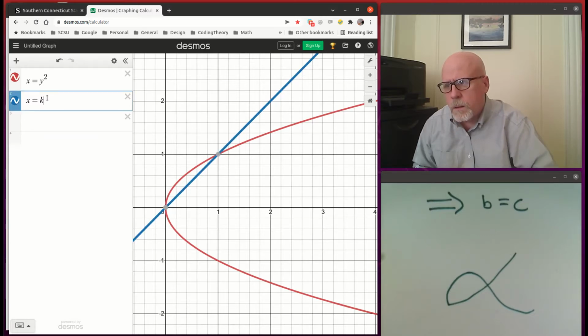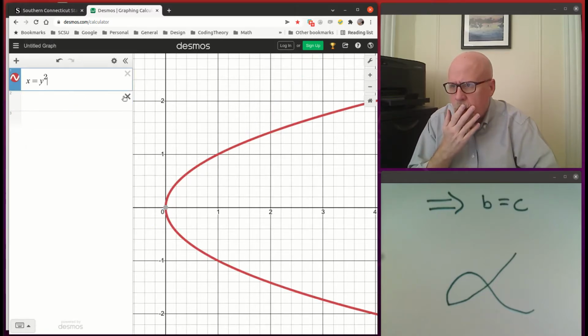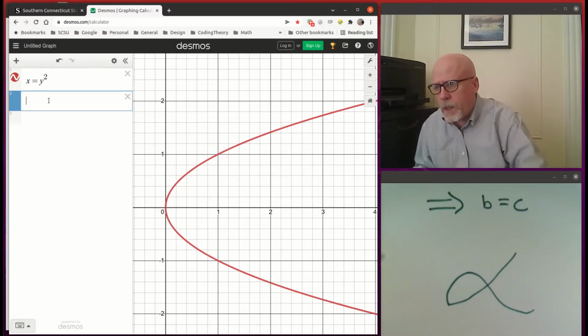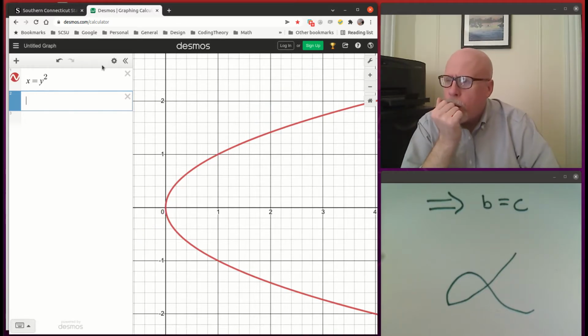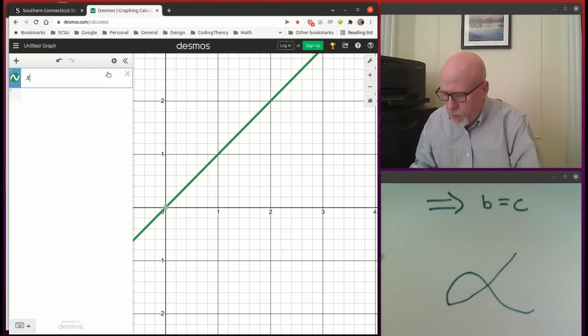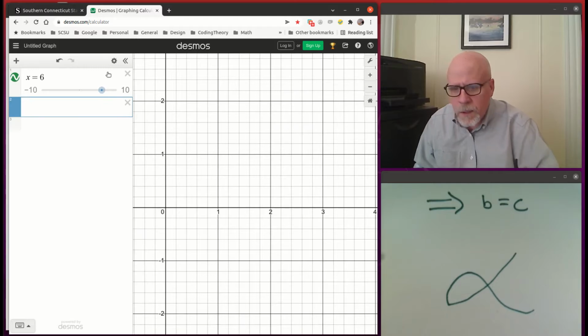Okay, that's about a different concept. That is very odd. Oh, I see. It's doing y equals. I see. Very strange. If I said x equals 6, would it do that? No. Oh, well, maybe it did, and I just don't know it. Yeah, there's a vertical line.